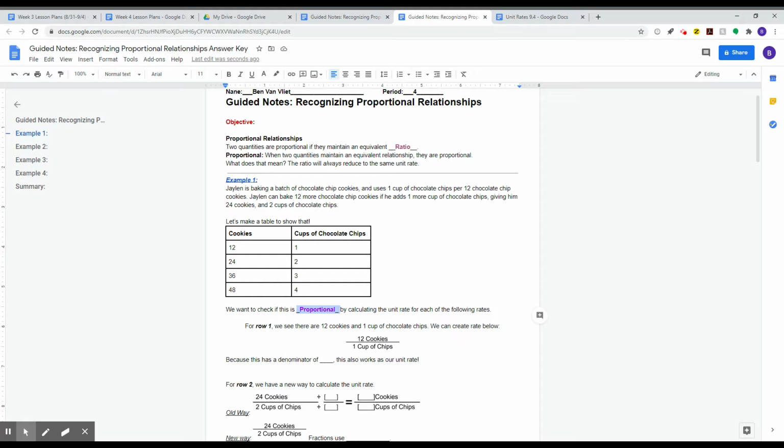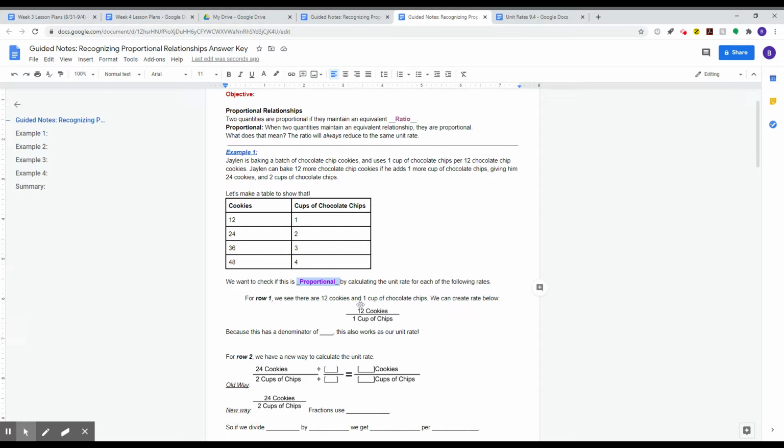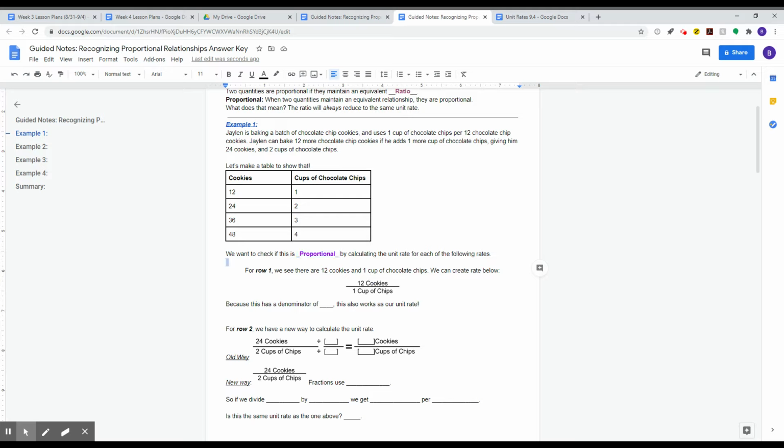So for row one, we see there are 12 cookies and 1 cup of chocolate chips. 12 cookies right here and 1 cup of chocolate chips right here. And we're going to represent that in a fraction, just like we have unit rates and ratios in the past. So here we put 12 cookies per 1 cup of chips. And I put this because it's just so much shorter. 1 cup of chocolate chips is like a whole line.